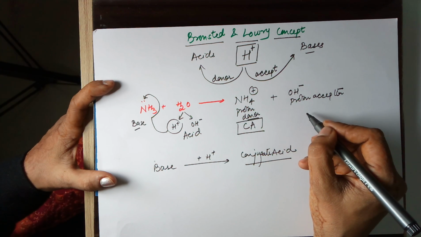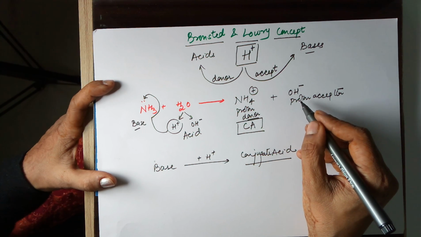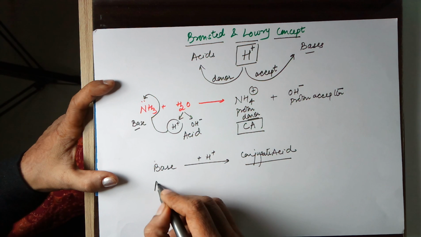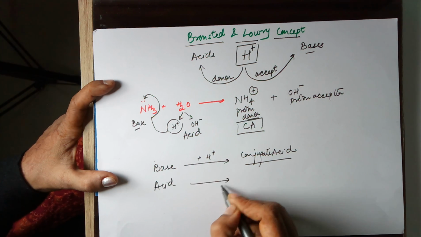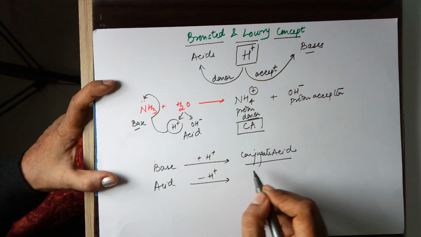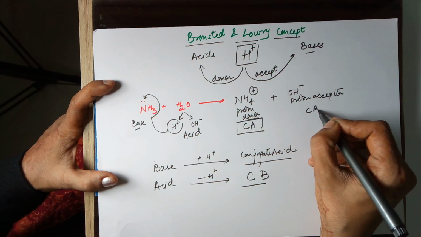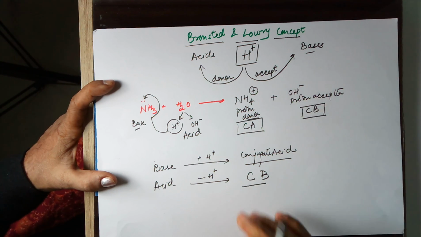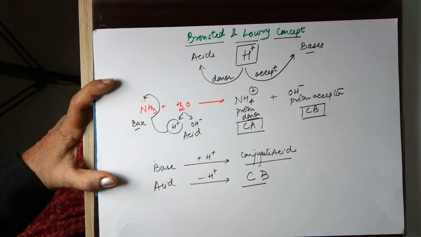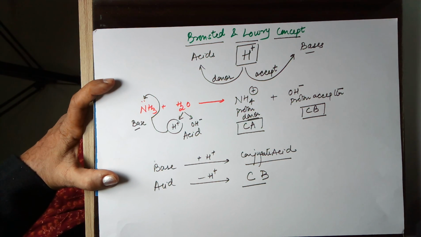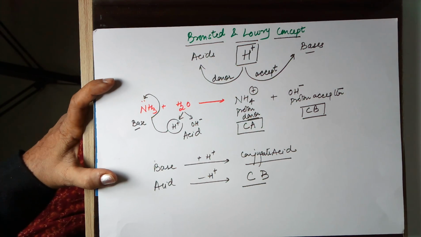Therefore, it would be a basic identity formed after the loss of a proton from an acid. So when an acid loses a proton, it becomes a conjugate base. So this is your conjugate base. That is how we generate conjugate bases from an acid and conjugate acids from a base. Let me illustrate this a little more.